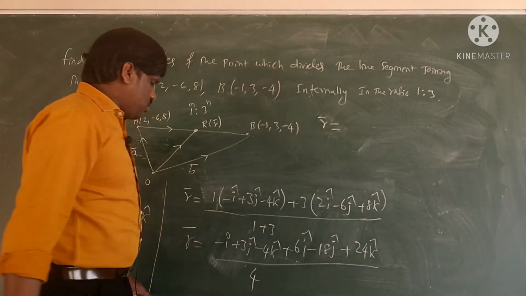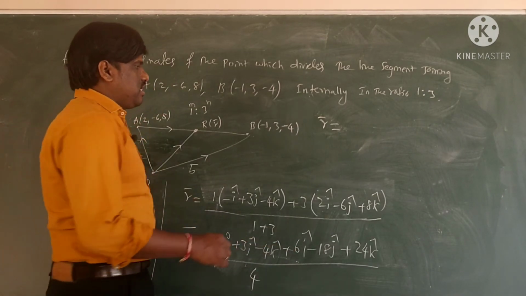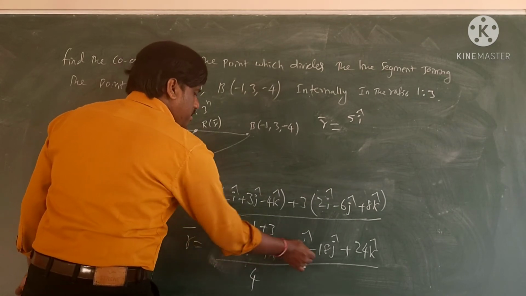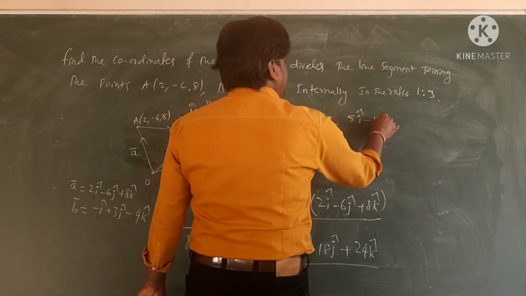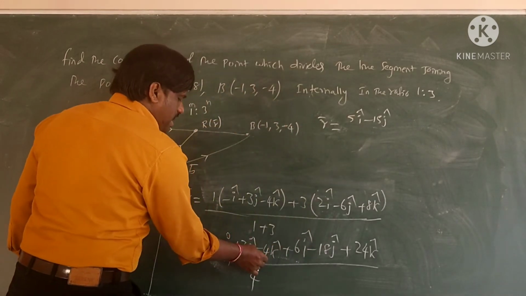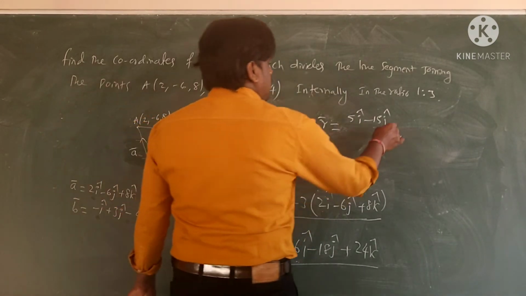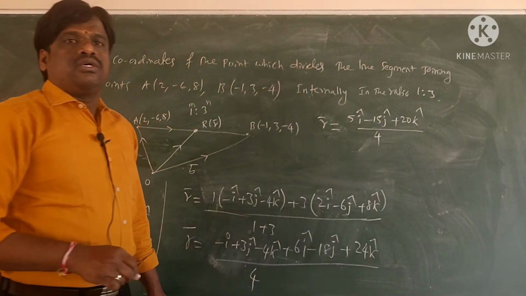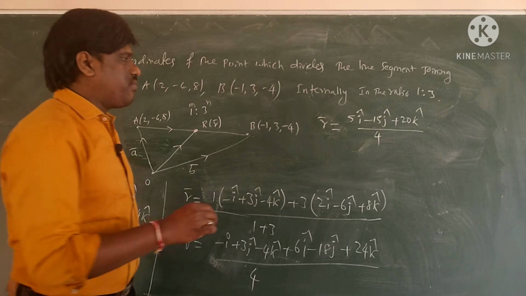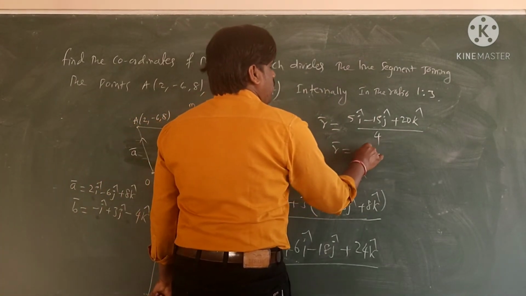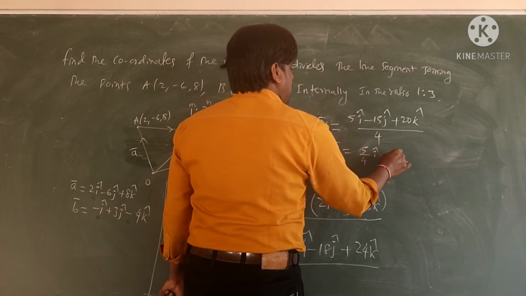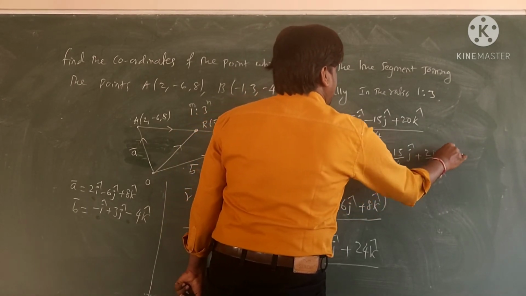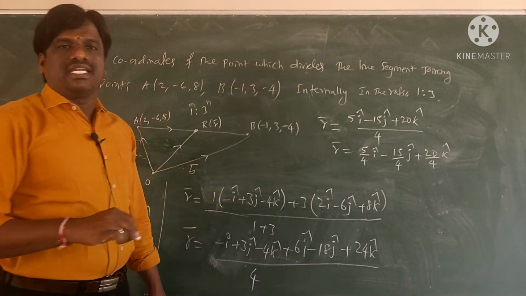R vector is equal to, so 6 minus 1, that is 5i cap, plus 3 minus 8 minus 15j cap. Here minus 4 plus 24 is plus 20k cap divided by 4. So this is the R vector you got. R vector is equal to 5 by 4 i cap minus 15 by 4 j cap plus 20 by 4 k cap. So the point, he asked the coordinates.